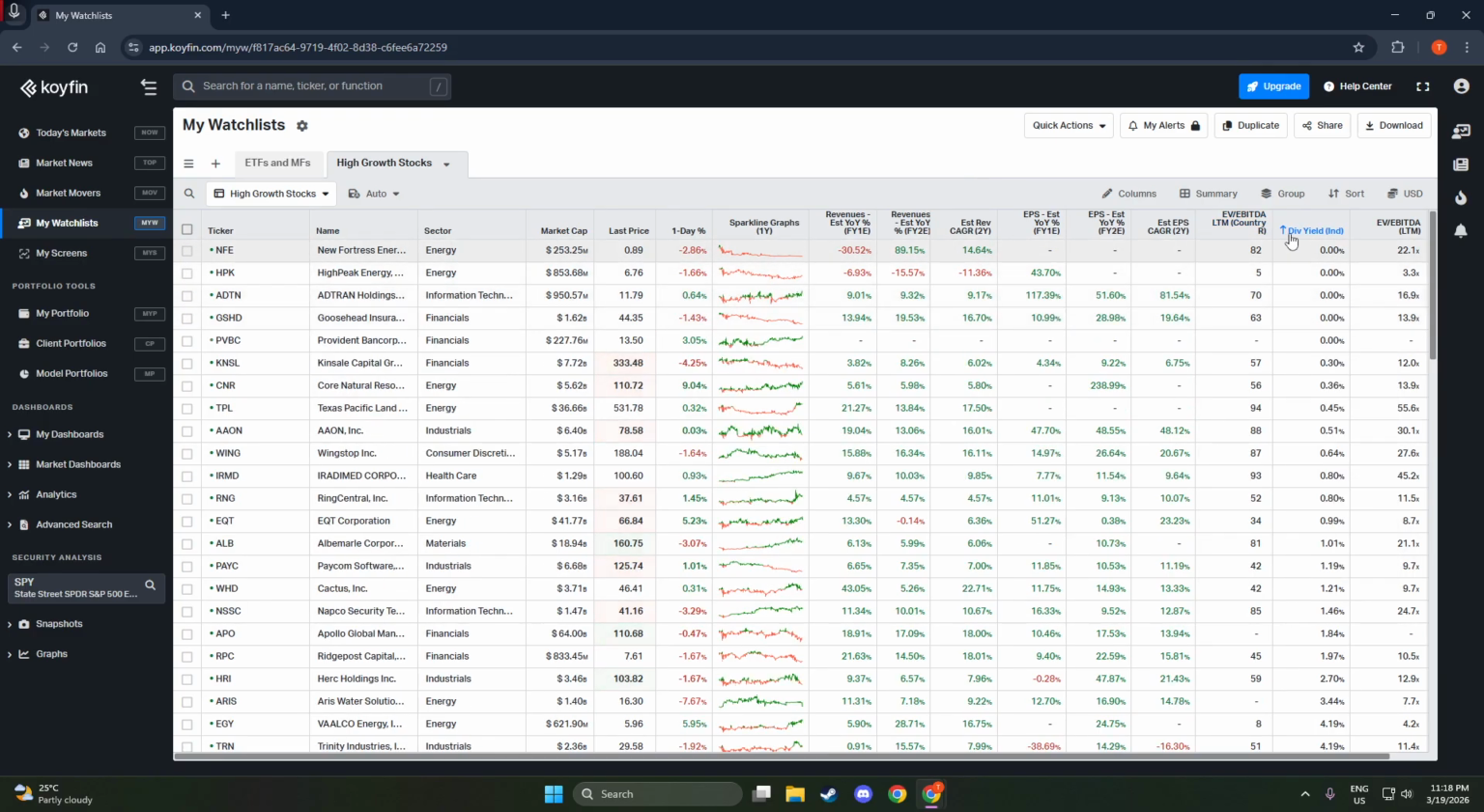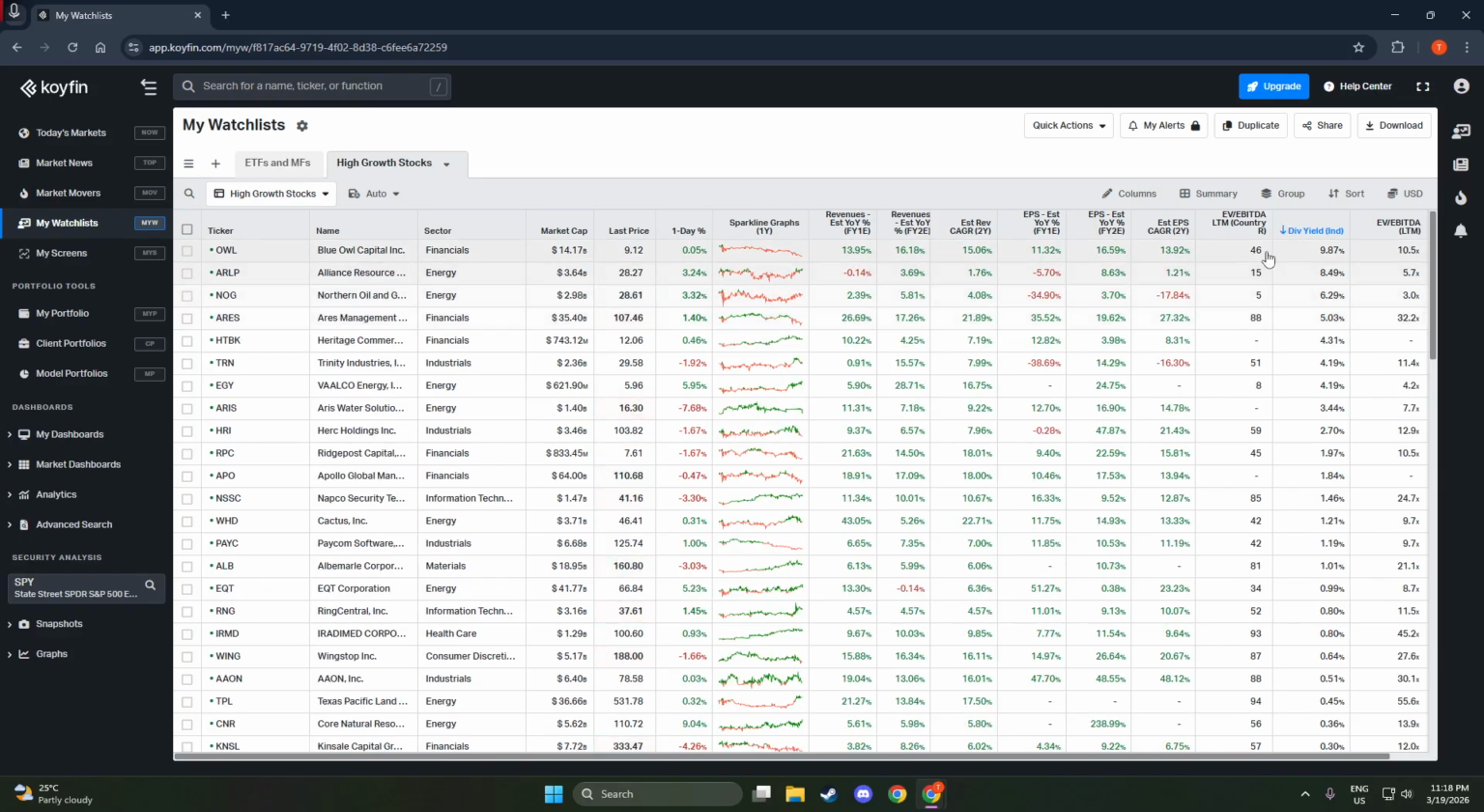That's it. With a clear watch list, thoughtful columns, and smart sorting, Koyfin turns raw data into actionable comparisons.